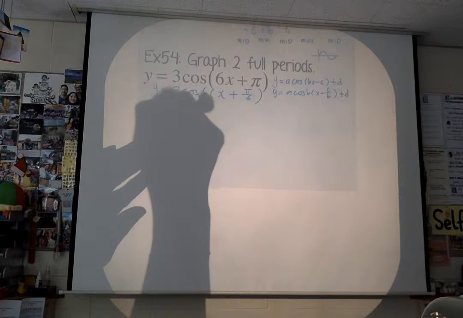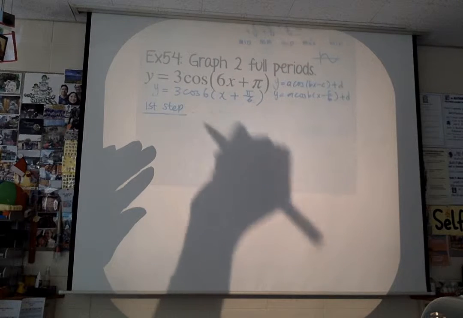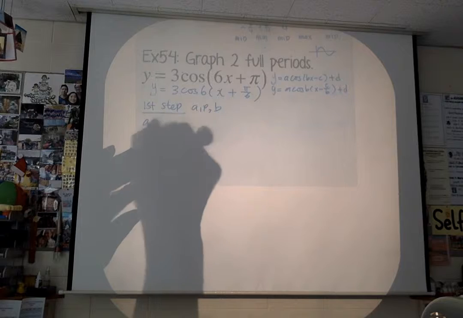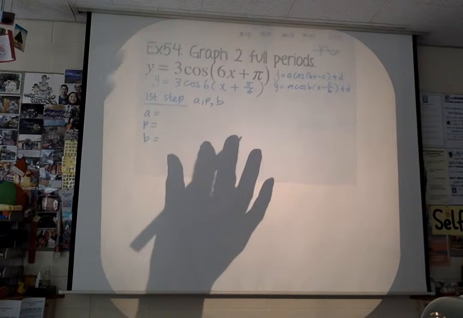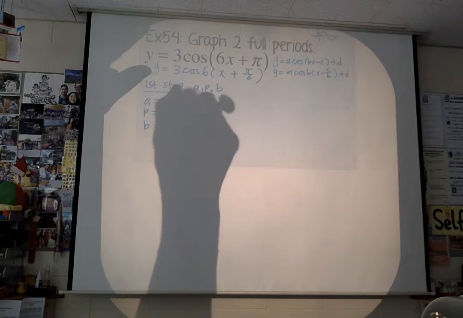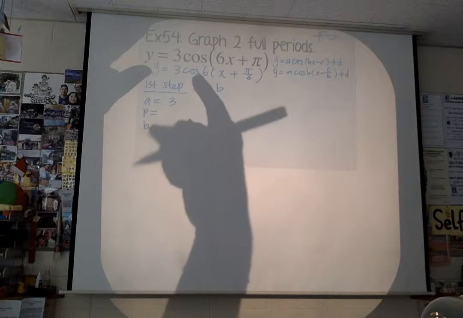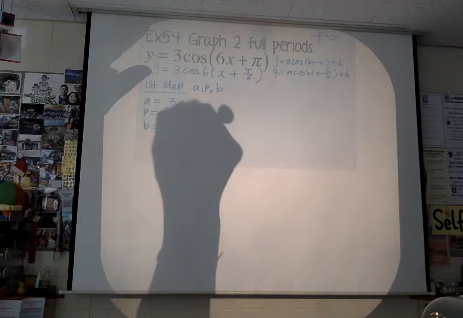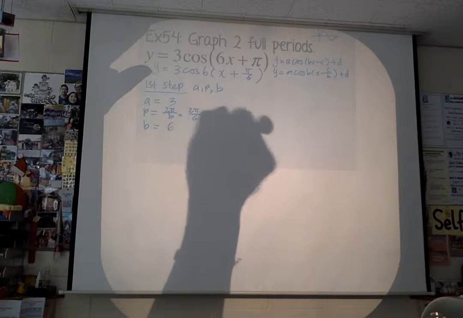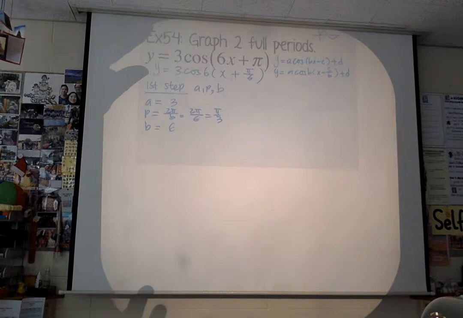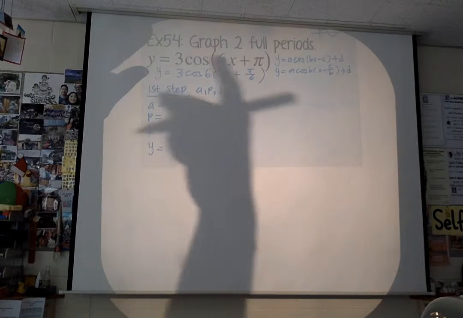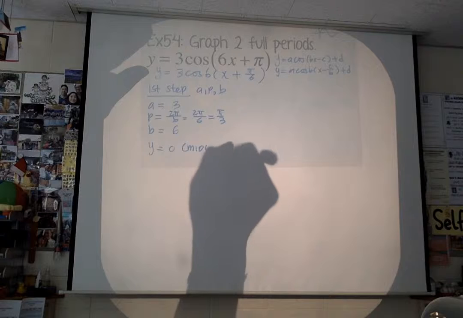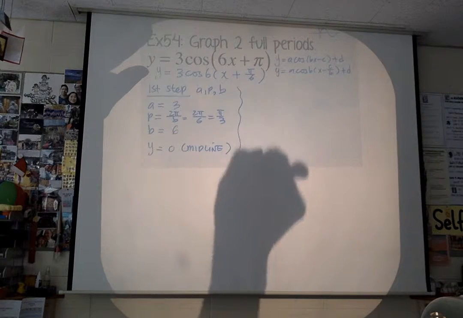Let's do the first step. Always keep it consistent. First step, a, b, and the midline. Okay, your amplitude is 3. Your b is right here, right? Your b is now pulled out, so it's 6. Easy to see. And your period is 2 pi over b, but your b is 6, so it's going to be pi over 3. And your midline, was there a vertical shift? Nope, so it's going to be equal to 0. That's your midline. All right, this should become automatic too after we do it a few times.